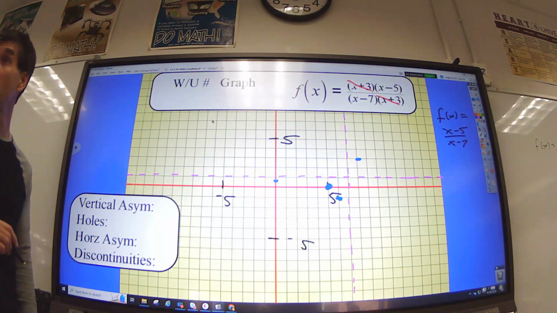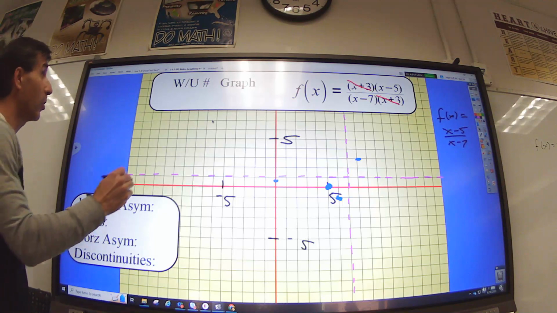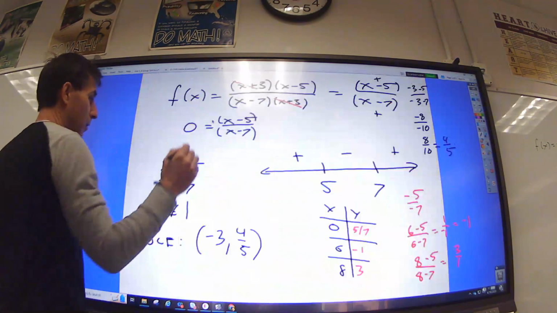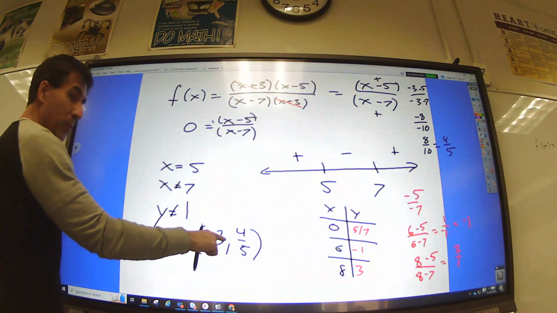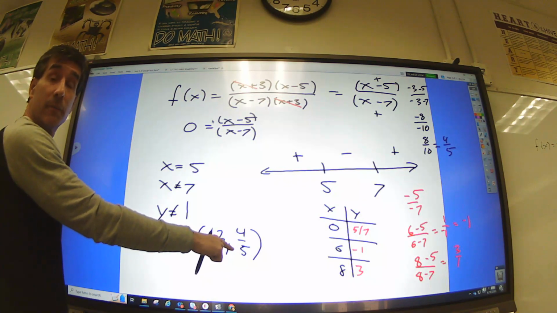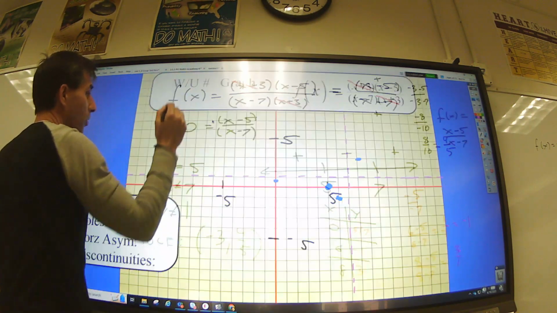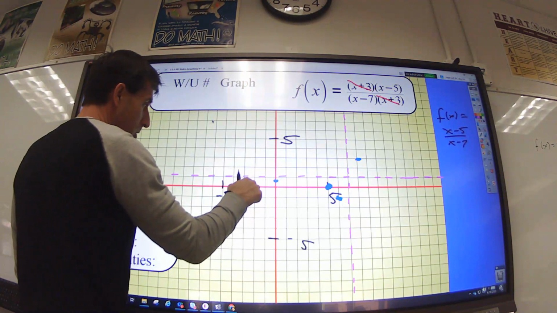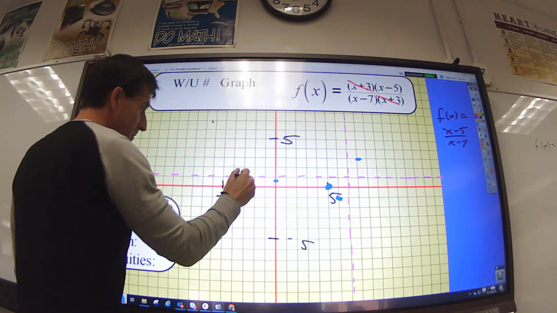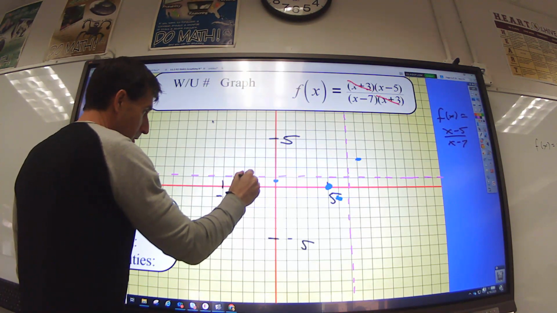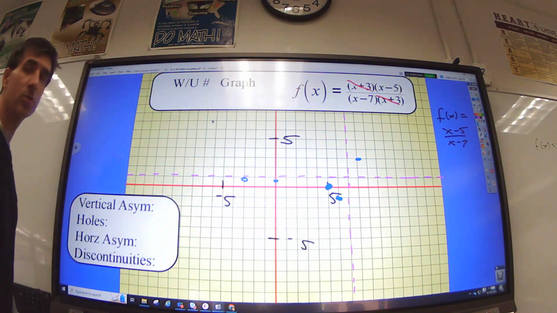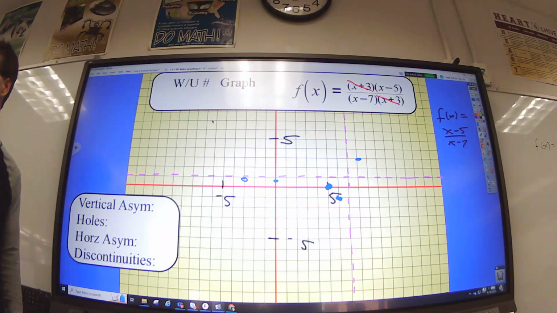Let's do our hole. So we got to get the hole. Remember, the hole is -3 and 4/5. So here's how I do the hole. -3, then up 1, 2, 3, 4/5. Going to be close to 1. You just do a little circle there. There's my hole.